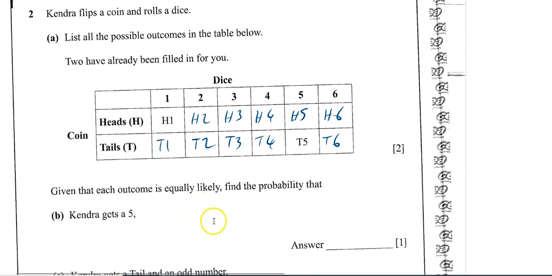Given that each outcome is equally likely, find the probability that Kendra gets a 5. Okay, so a 5 is going to be these two. So you've got 2 ways out of 12, and remember you must cancel that down. That is 1 over 6.